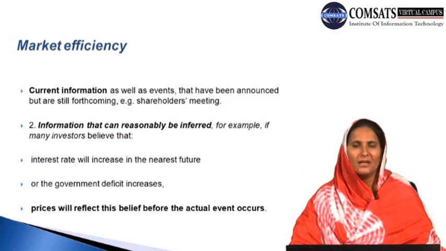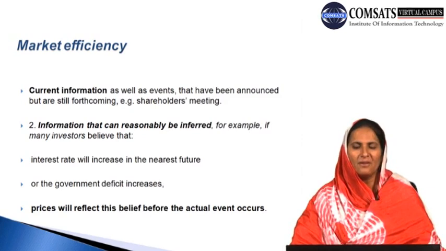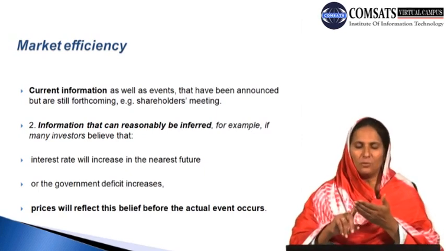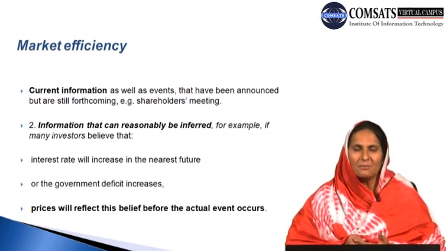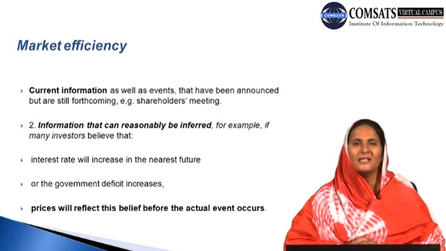The second important point about why full information is needed is information that can reasonably be inferred. For example, if many investors believe that the interest rate will increase in the near future, or that the government deficit increases. On one hand we should have information about the past behavior of the assets, and we should have information about the current situation, as far as economic and financial changes at the present time are concerned.